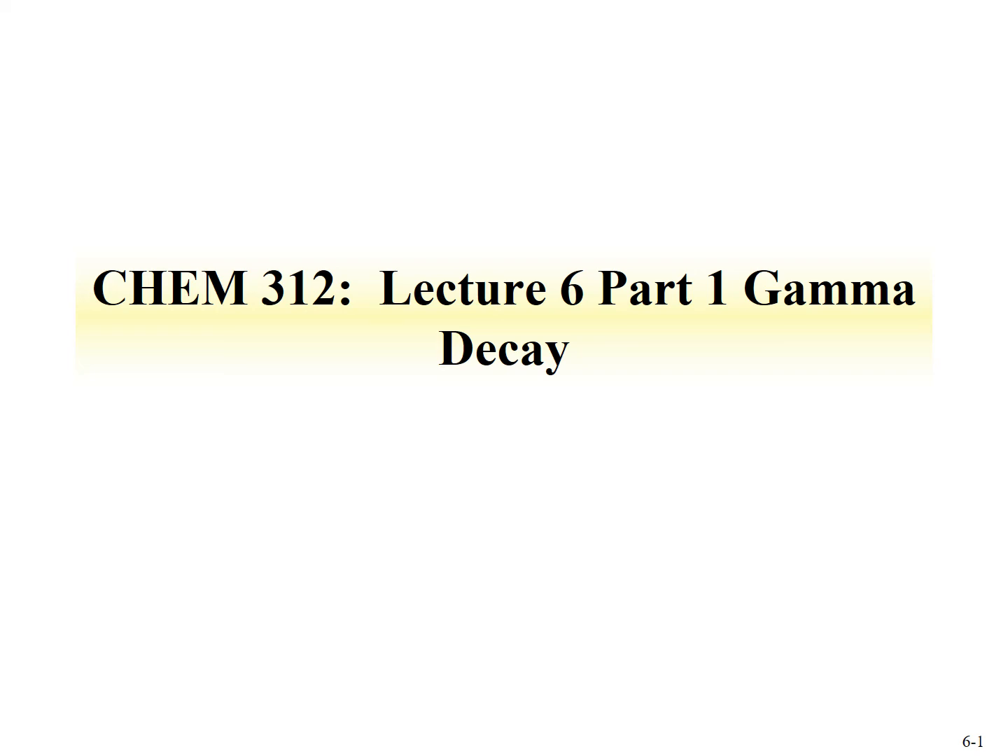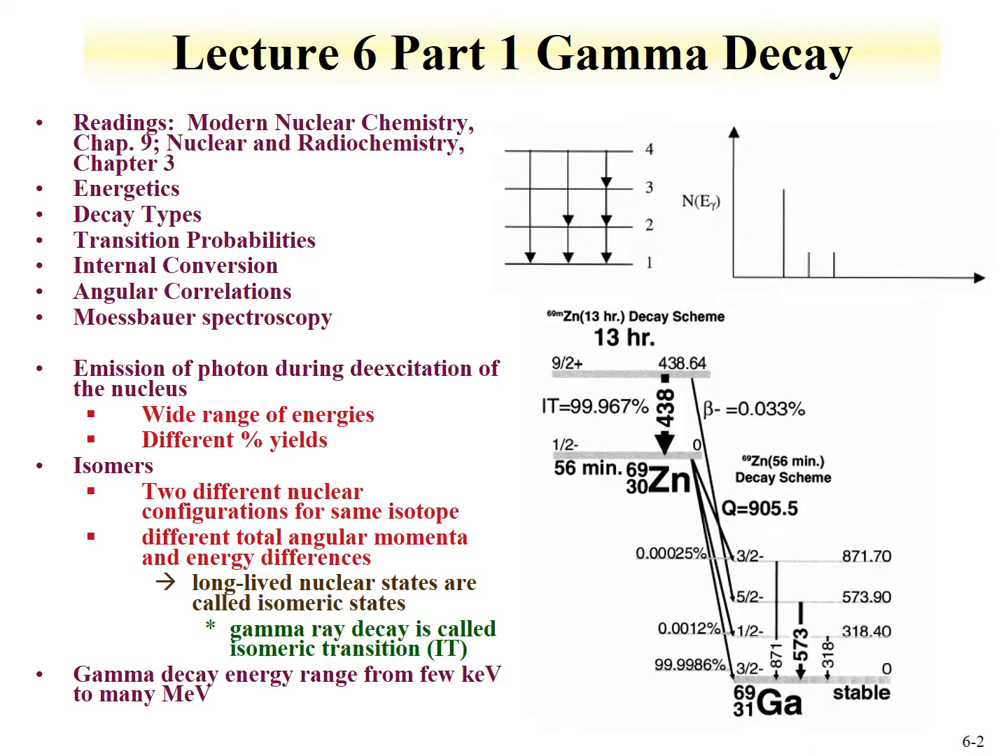Alright, now it's time for Lecture 6 on gamma decay for Chemistry 312, Radiochemistry. This lecture is in two parts. The readings for this lecture are Modern Nuclear Chemistry, Chapter 9, and Nuclear and Radiochemistry, Chapter 3. This lecture is going to be in two parts.